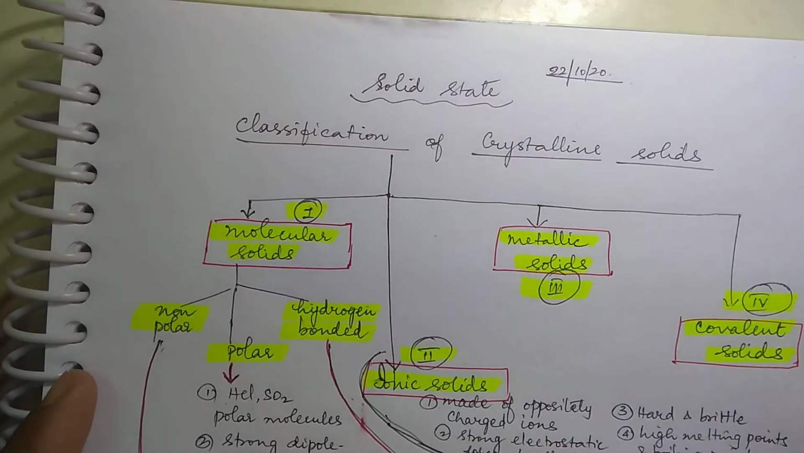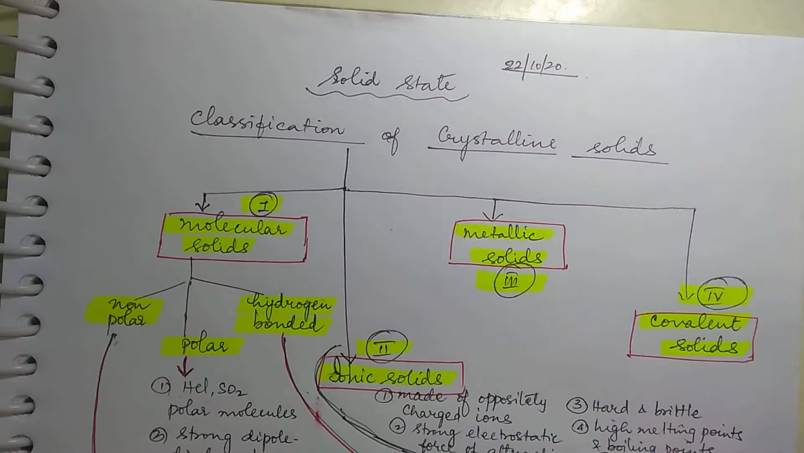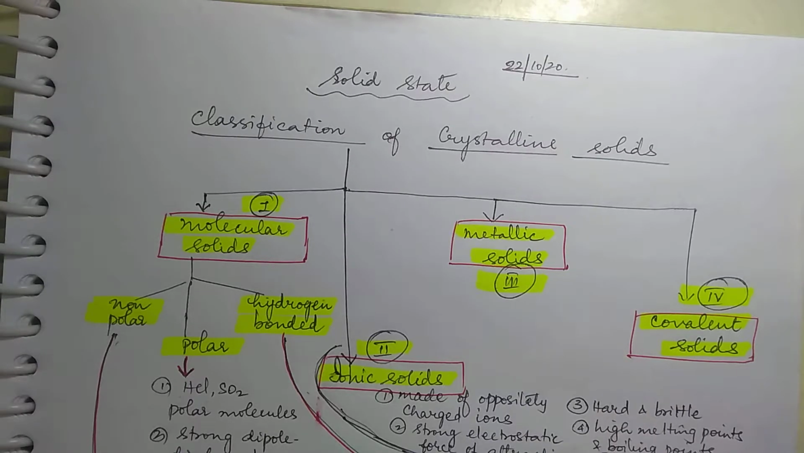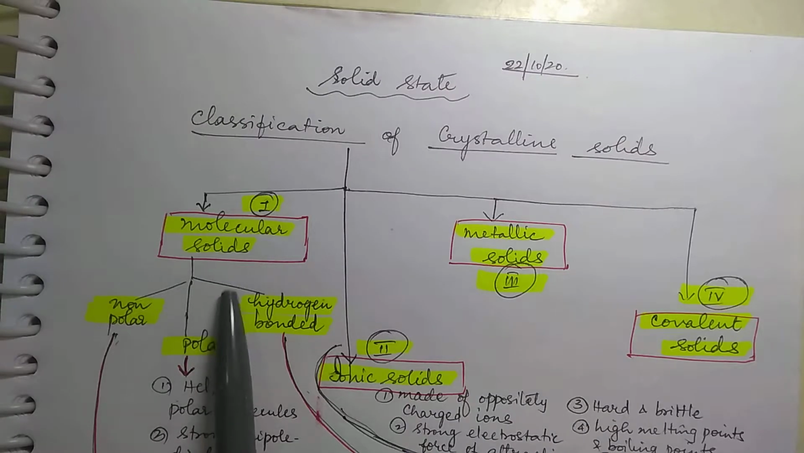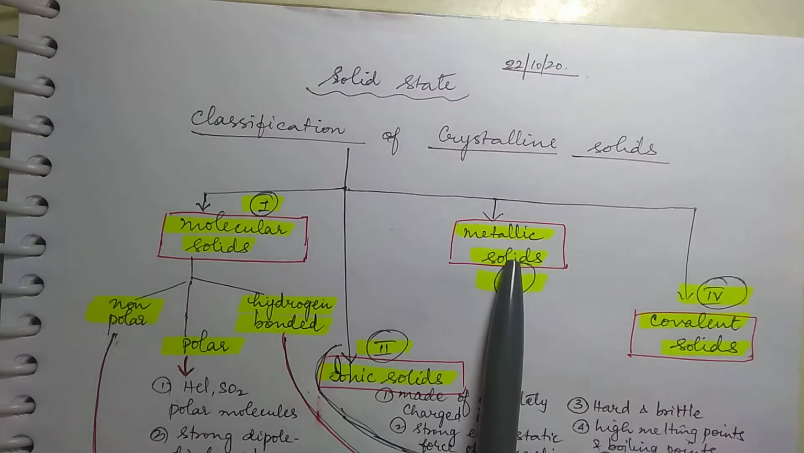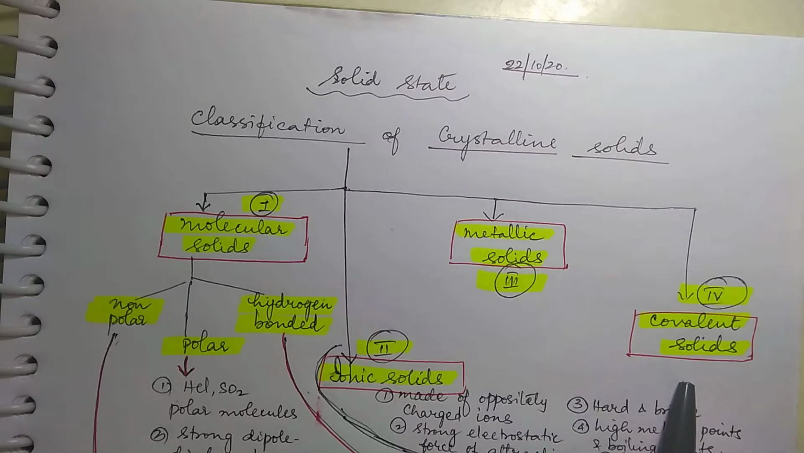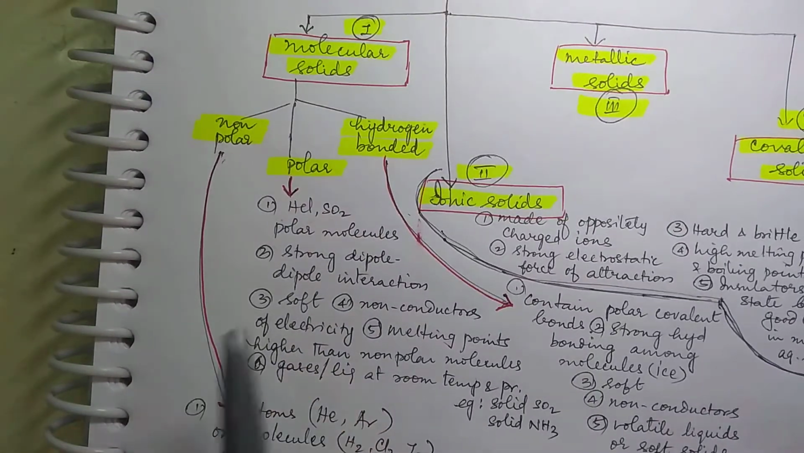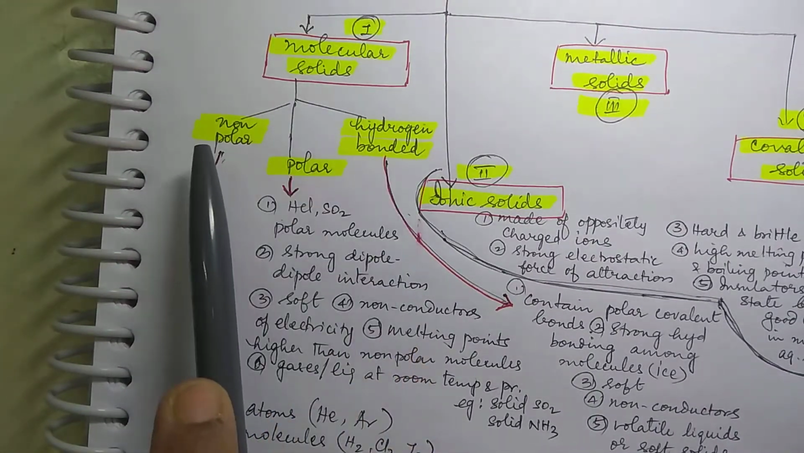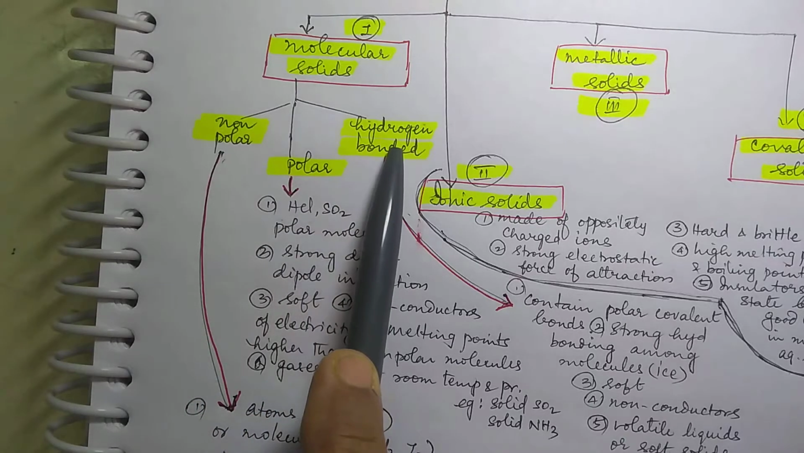Now, what are the different kinds of crystalline solids? This is the classification of crystalline solids. They are molecular solids, ionic solids, metallic solids, and covalent solids. Now what are they individually? Let us see. This molecular solid is again of three types. They are non-polar, polar, and hydrogen bonded.